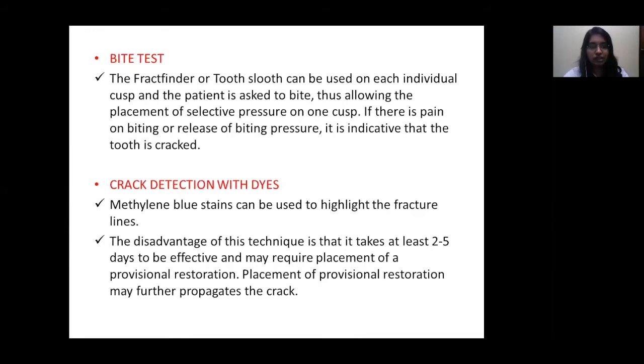The last one I'm going to talk about is crack detection with dyes. The most common dye used in the crack detection test is methylene blue stain. It can be used to highlight the fracture lines. The main disadvantage of this technique is that it takes at least 2 to 5 days to be effective and may require placement of a provisional restoration. Placement of a provisional restoration may further propagate the crack.